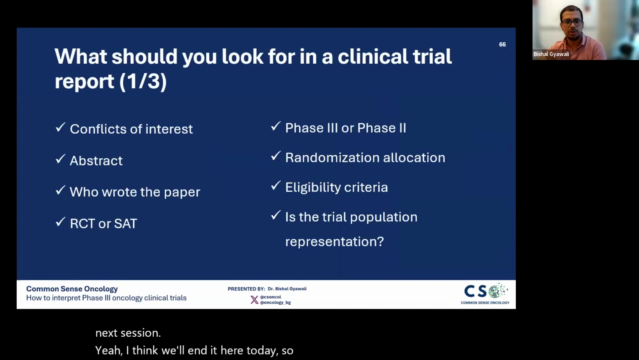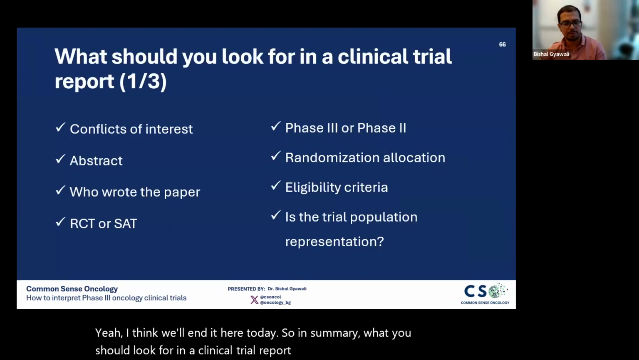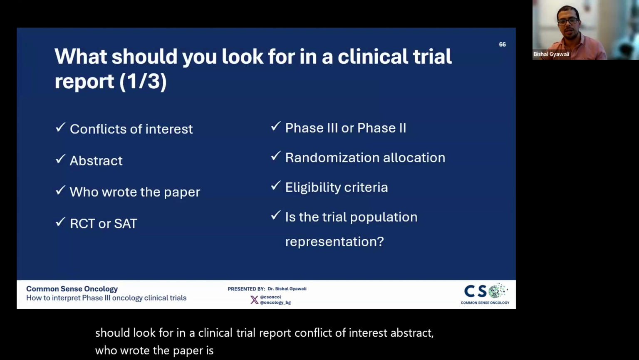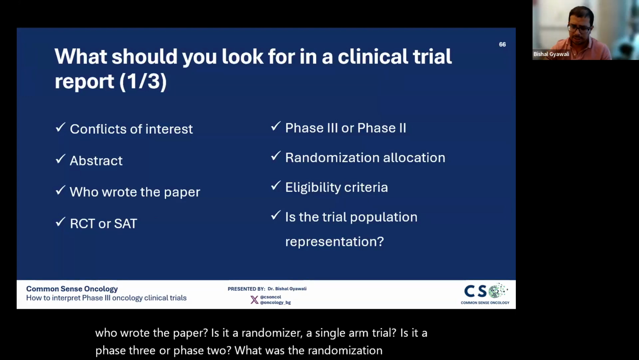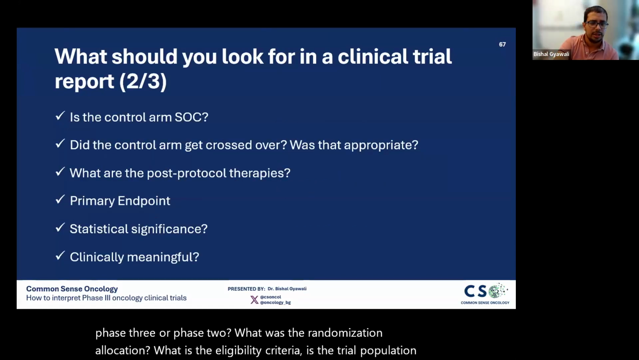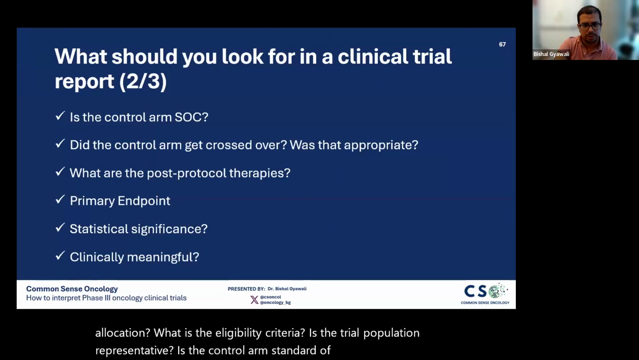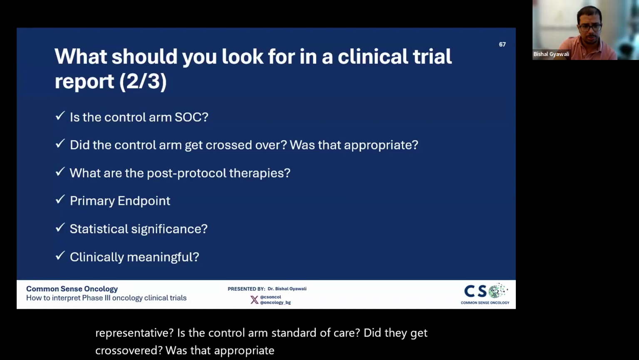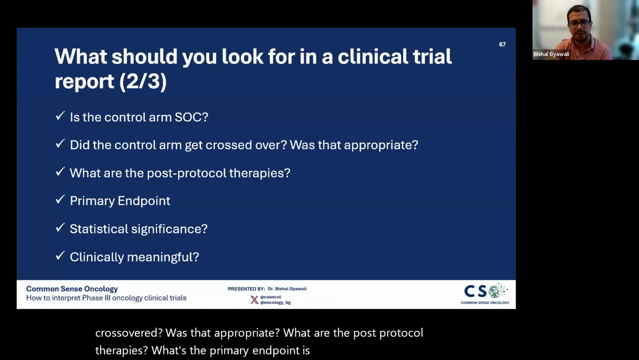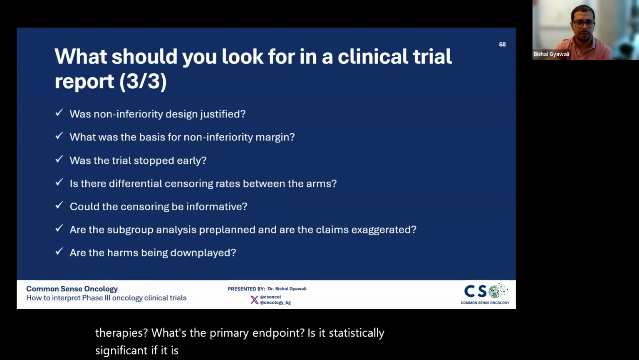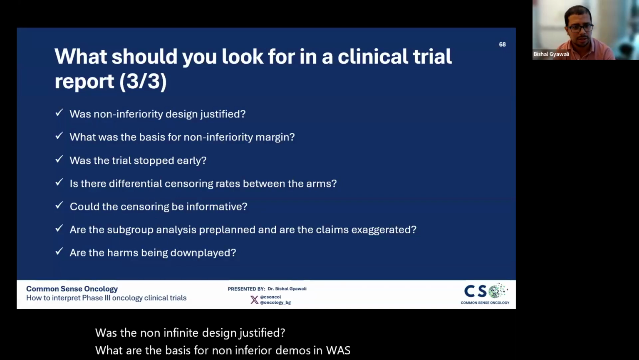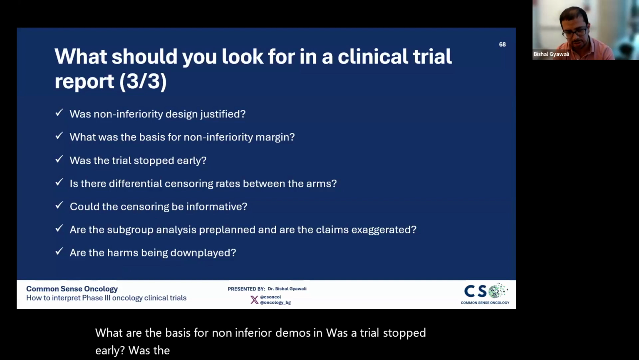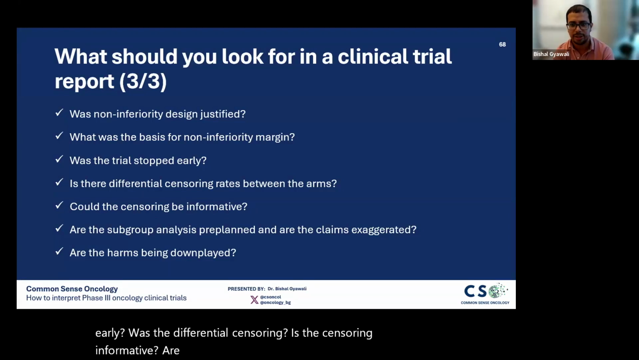So in summary, what you should look for in a clinical trial report: conflict of interest, abstract, who wrote the paper, is it a randomized or a single arm trial, is it a phase 3 or phase 2, what was the randomization allocation, what is the eligibility criteria, is the trial population representative, is the control arm standard of care, did they get crossover, was that appropriate, what are the post-protocol therapies, what's the primary endpoint, is it statistically significant, if it is, is it clinically meaningful, was the non-inferiority design justified, what is the basis for the non-inferiority margin, was the trial stopped early, was there differential censoring, is the censoring informative, are the harms being downplayed, and so on.